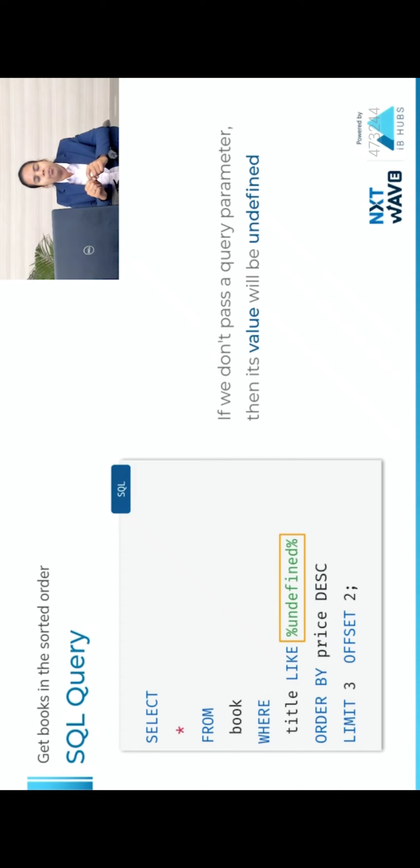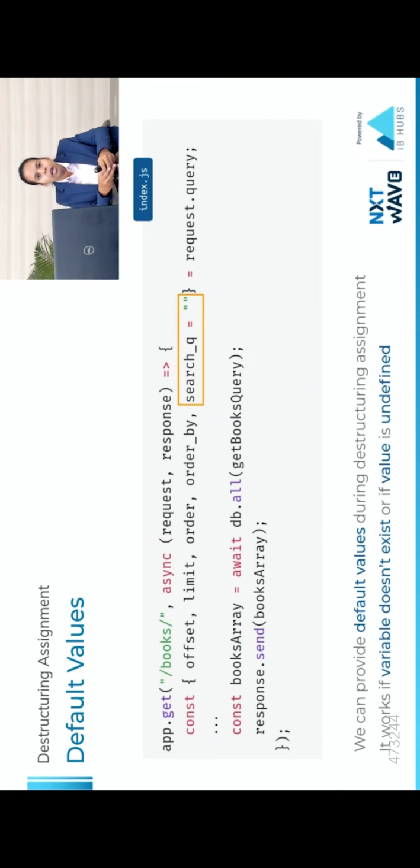Now how do we correct this? For that we can provide default values. We can write search_q equal to double quotes, an empty string. Here the empty string is the default value. So if that particular query parameter is not passed, then instead of having undefined, the default value will be assigned to the search_q variable. With this we can handle these. We can provide default values when we are destructuring. Clear? So with this, what will happen? Let's say we haven't passed the search_q query parameter.